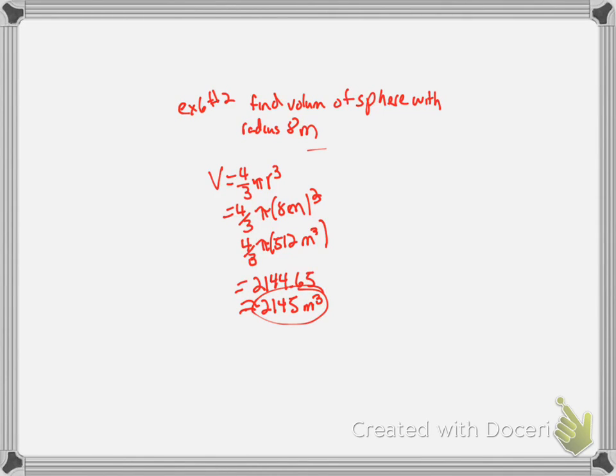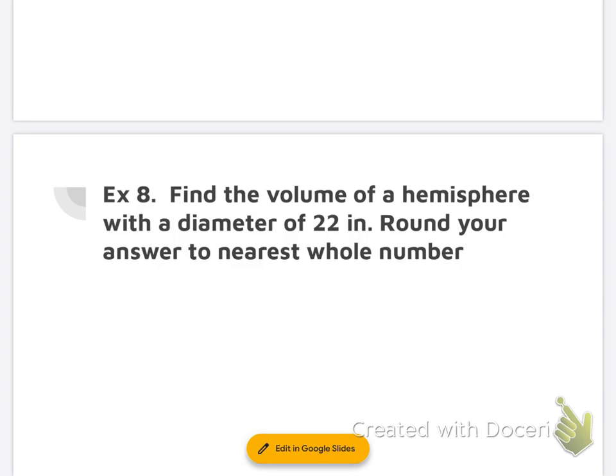Okay, let's go on to our next one. Sorry that one wasn't typed out. On your document sheet, these are flipped, so find the volume of a hemisphere again with a diameter of 11 inches. So remember, volume of sphere divided by 2 equals volume of hemisphere. We don't need a diameter, we need the radius. Radius is 1/2 of our diameter.